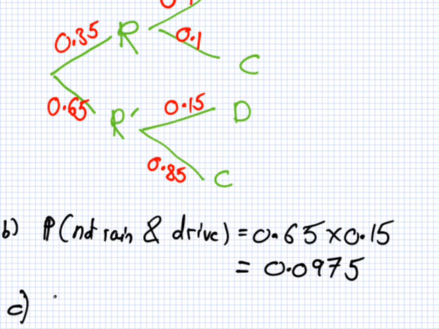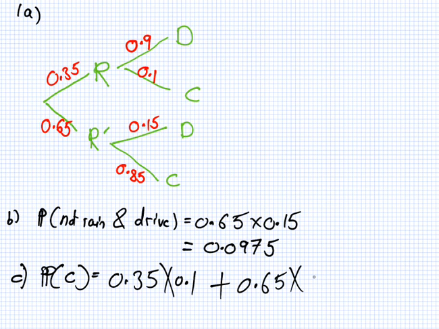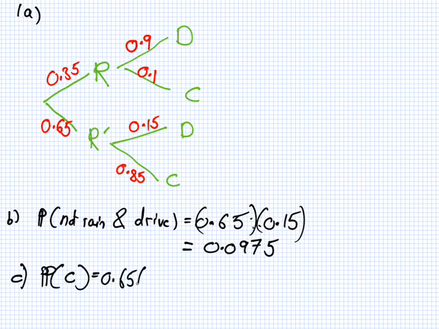Part C. What is the probability that he cycles? So if you look at the tree, cycle is here and here, and here and here. So that would be 0.35 times 0.1 plus 0.65 times 0.85. I'll use my brackets, this looks a bit messy. Bracket, bracket, bracket, bracket. Okay, so it'll be 0.65, 0.85 plus 0.35, 0.1. Okay, what's that?